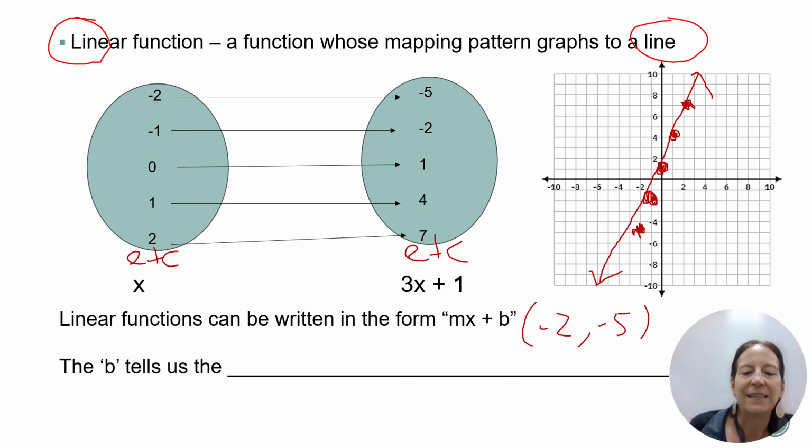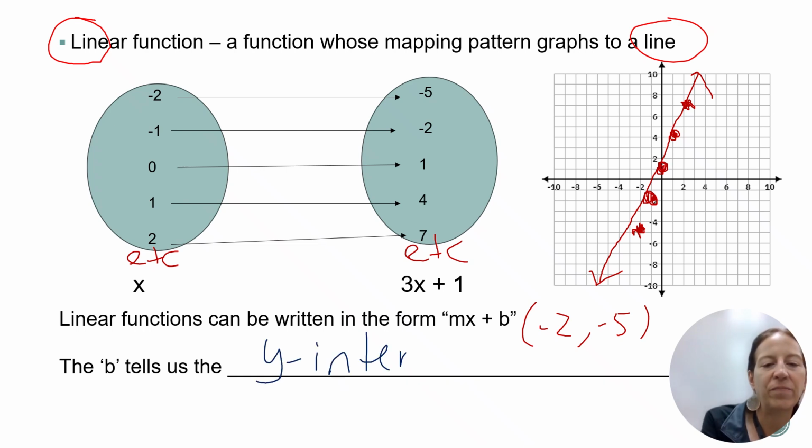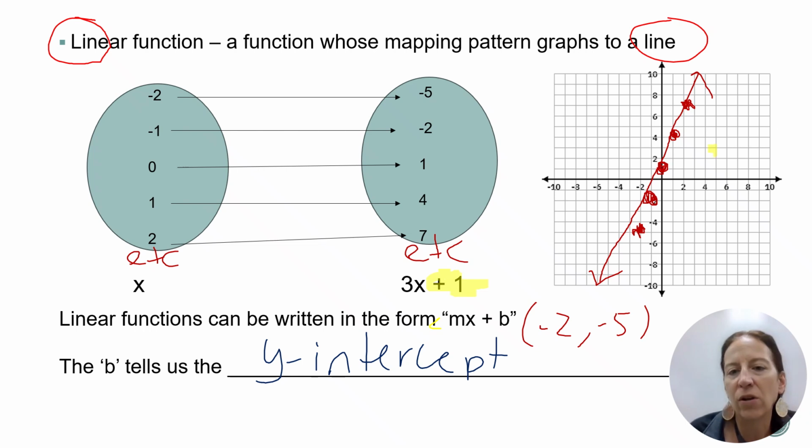The b tells us something called the y-intercept. And right here, I want you to see it. I'm going to highlight it. Here's my plus b. I can't find my highlighter. There it is. Because I don't have it on highlight. There we go. All right, there's the plus 1. And I want you to come over here and look at the graph and see where it crosses the y-axis. So it crosses the y-axis right there at the 1.